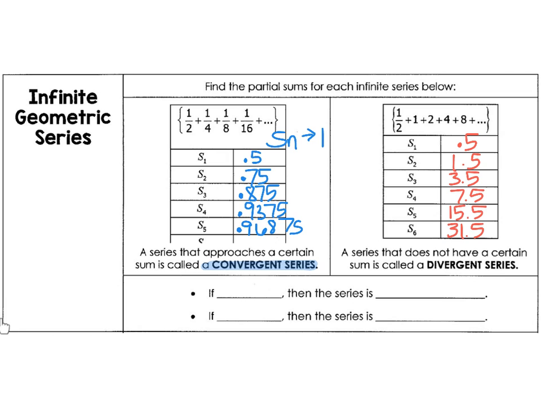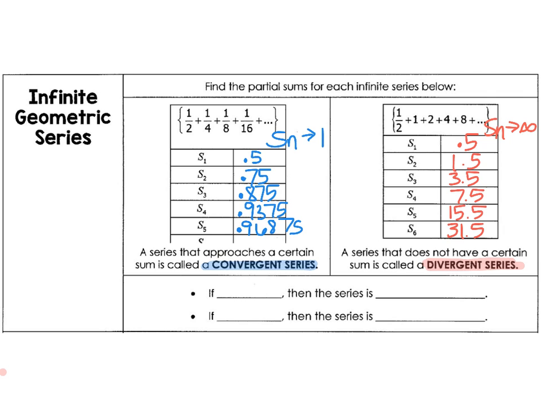So we say that the sum of this series is approaching infinity because it goes on forever and it gets bigger forever. And we call this a divergent series, a series that does not have a certain sum. It just gets bigger and bigger forever and ever. And there's a way that we can tell whether a series is convergent or divergent.